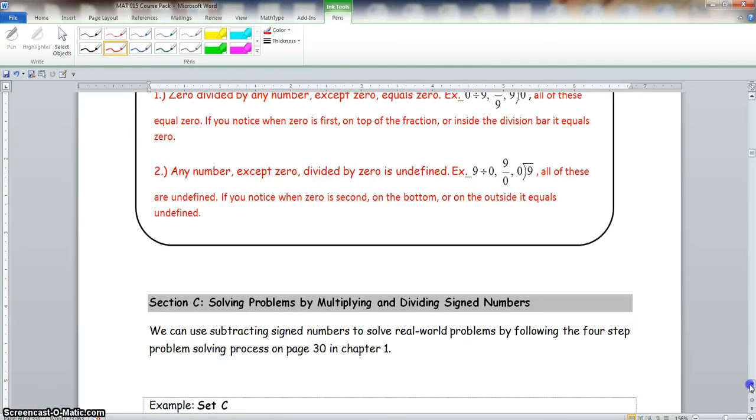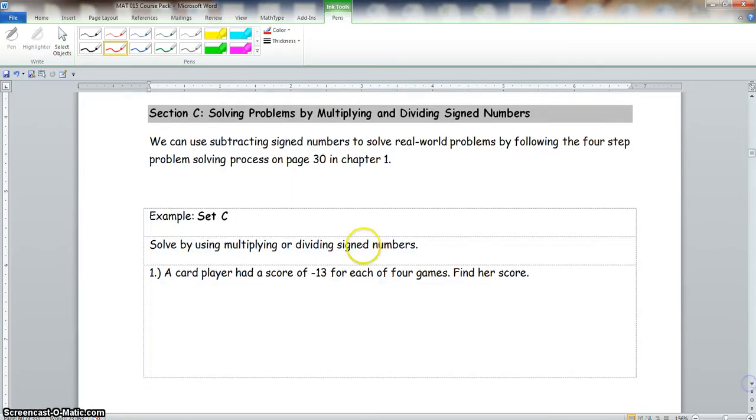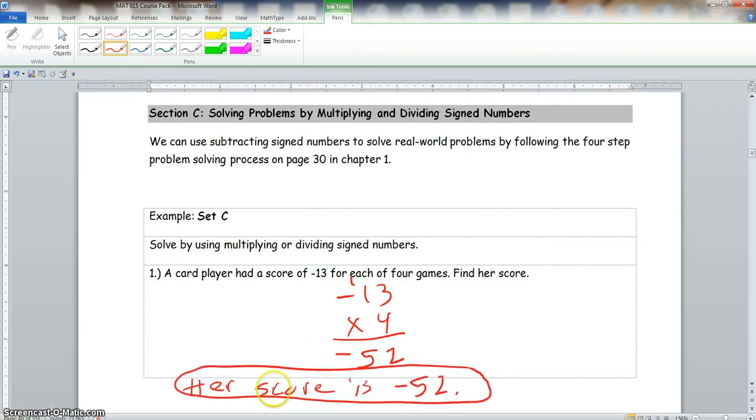Okay, now we come down here to the bottom. Example set C. A card player had a score of negative 13 for each of 4 games. Find her score. So you would take negative 13 times 4. We know a negative times a positive is negative. 4 times 3 is 12. We carry our 1. 4 times 1 is 4, plus 1 is 5. So it's negative 52. So you could say her score is negative 52, as shown here.